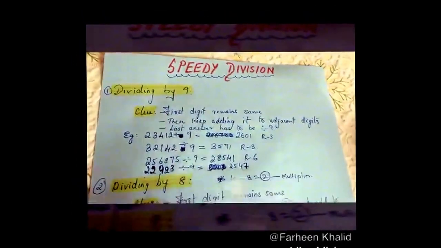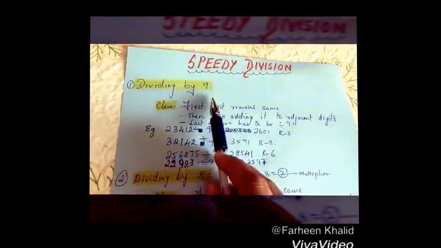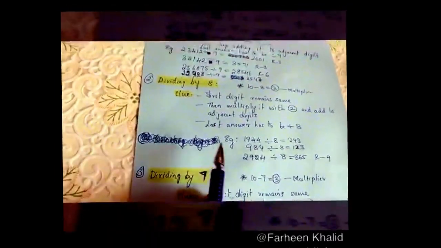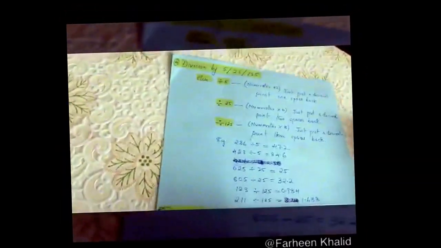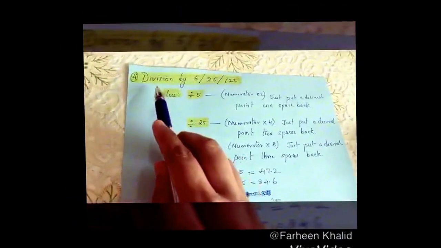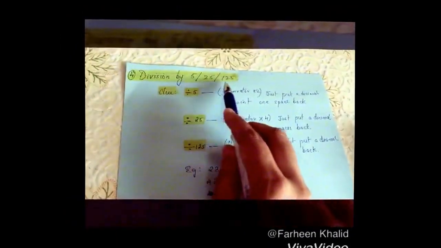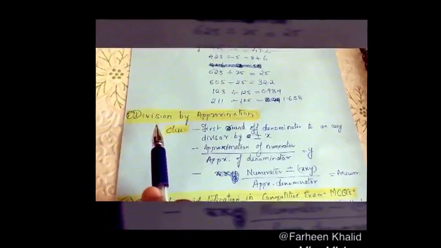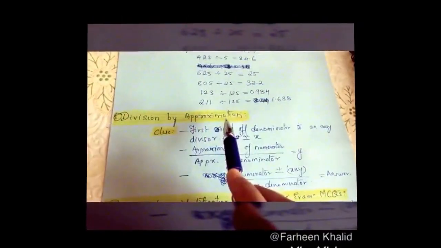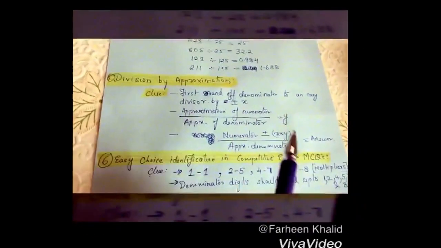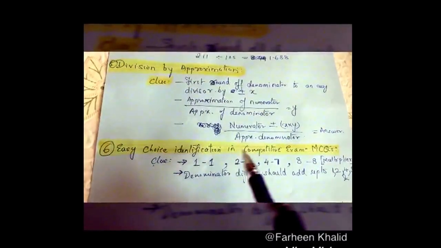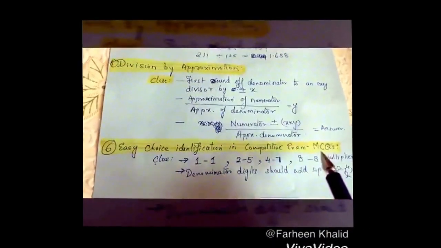Okay, so in our topic, speedy division, what we are going to cover are a few concepts like dividing by 9, dividing by 8 and dividing by 7. These three seem to be a little tough numbers to divide with. And then you have division by 5, 25 and 125. Then you have an amazing concept, which is division by approximation. When you come to this, you will see how amazing it is. And then you have the final one, which is easy choice identification in competitive exams, MCQs.